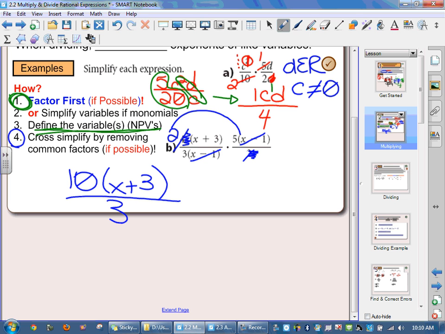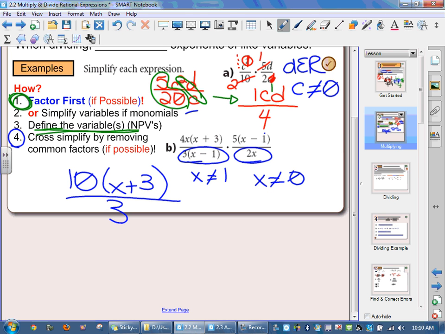Now, let's do our non-permissibles. Don't forget, your non-permissibles come from the original. So I have to take a look at my original. And it's always the bottom ones. What can x not be on the left? A 1. Good. So x can't be 1 on the left. What can't he be over here? A 0. So x can't be 1 and it can't be 0. Pretty simple stuff so far?